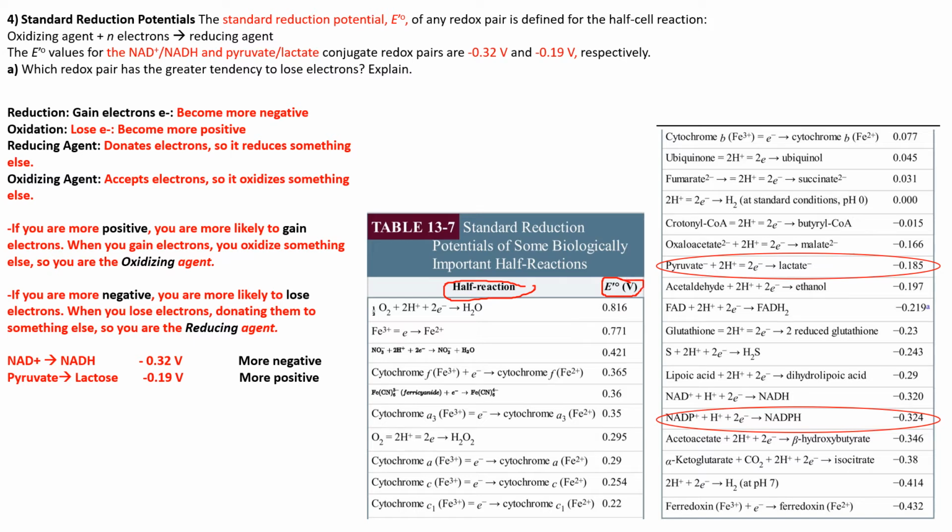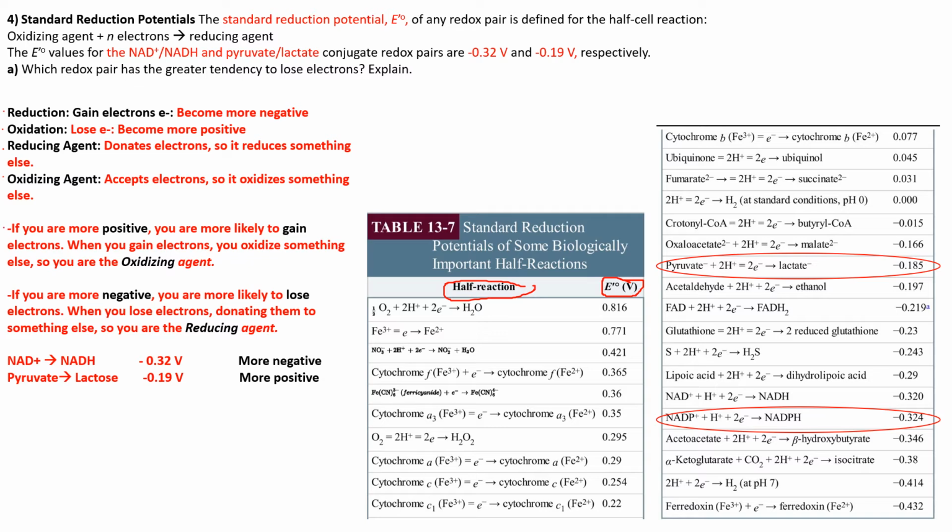So as always, we're going to go ahead and start with some vocabulary. Reduction. This is a gain in electrons, so you become more negative. An oxidation is when you lose electrons, so you become more positive. A reducing agent donates electrons, so it reduces something else. An oxidizing agent accepts electrons, so it oxidizes something else.